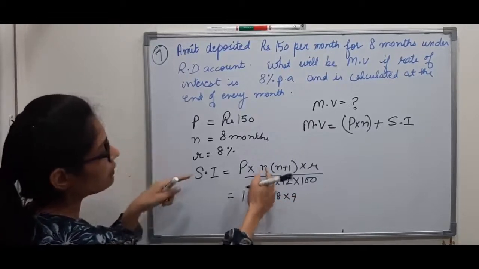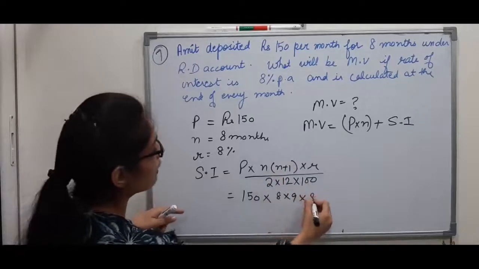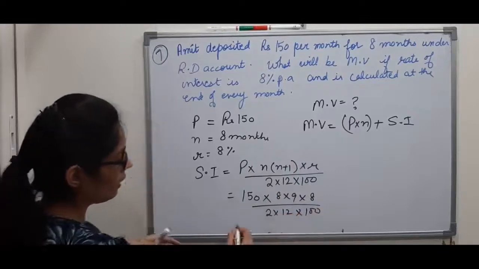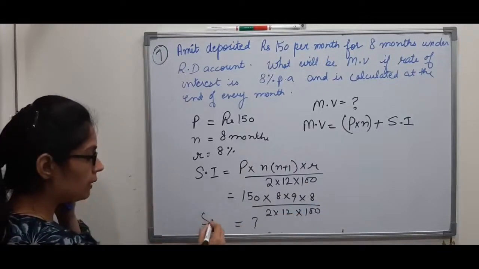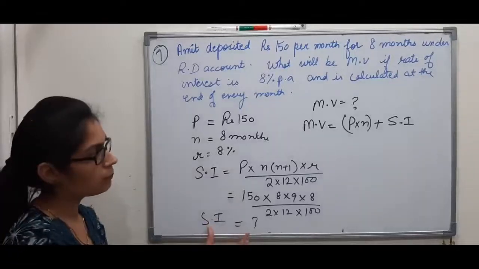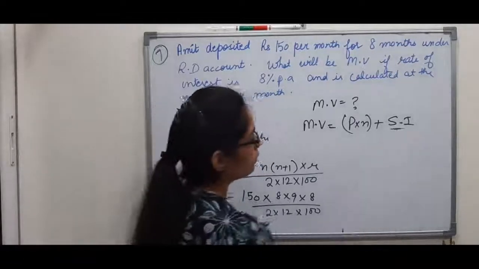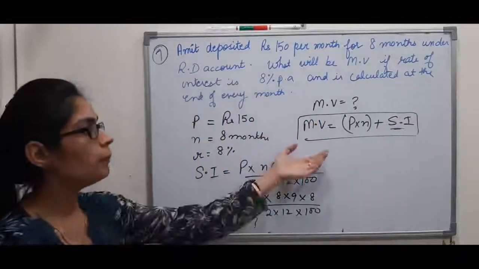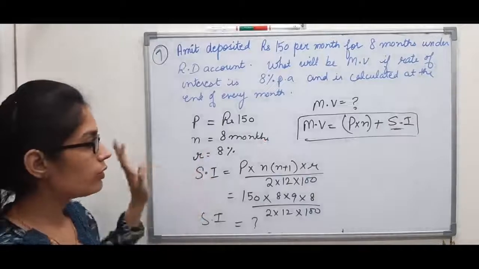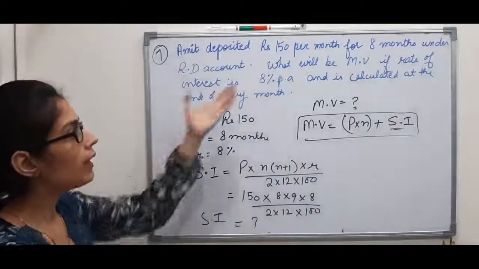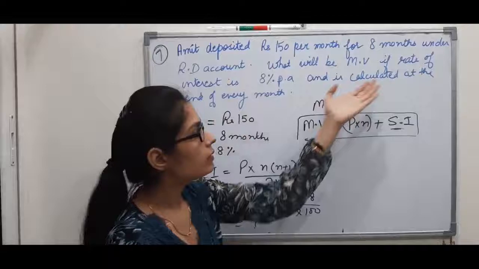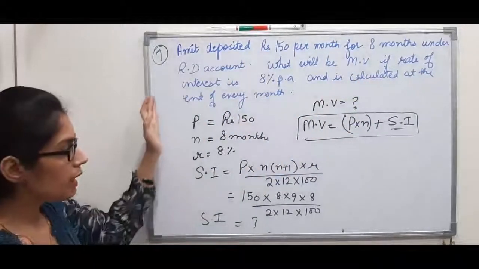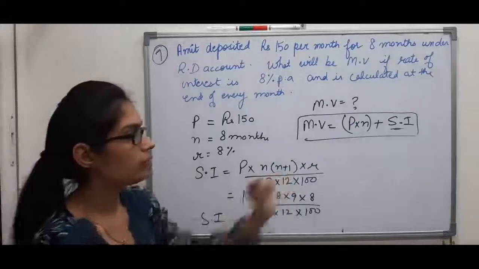N is 8, n plus 1 will be 9 and R is 8, it's given. So 2 into 12 into 100, and then I will calculate the value of my simple interest. Whichever value I will get for simple interest, I will just put that value in this equation, and then I will calculate the value of my maturity value. So this question was very simple. Directly it's given, only the last line is given, and is calculated at the end of every month. It doesn't make any change. Everything is same, only two formulas we have to use.